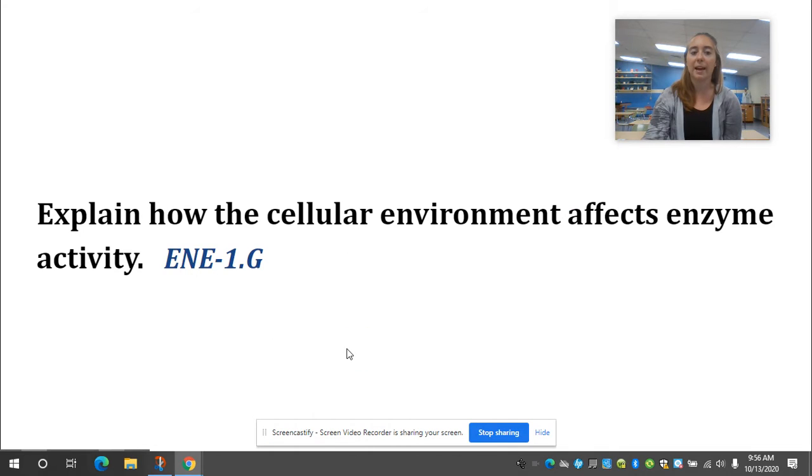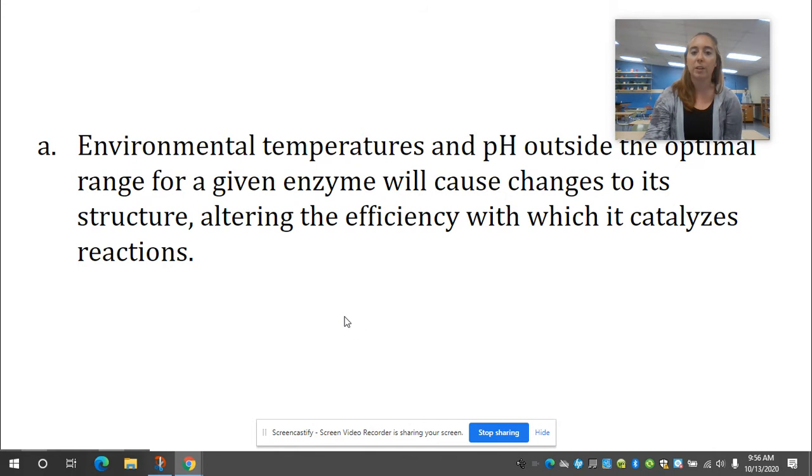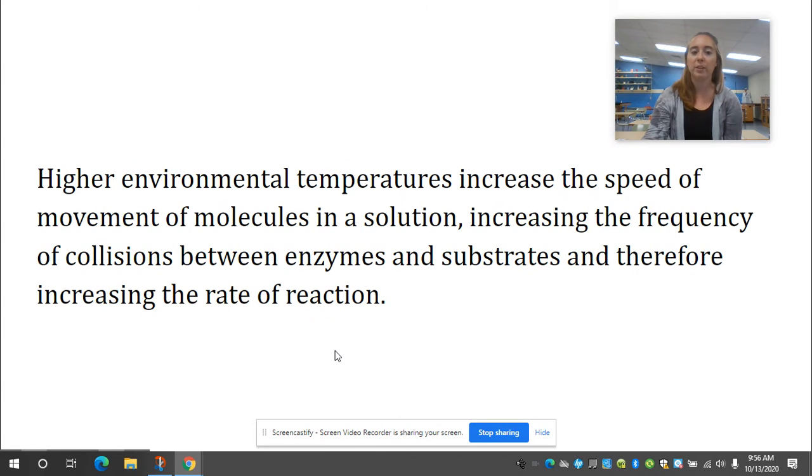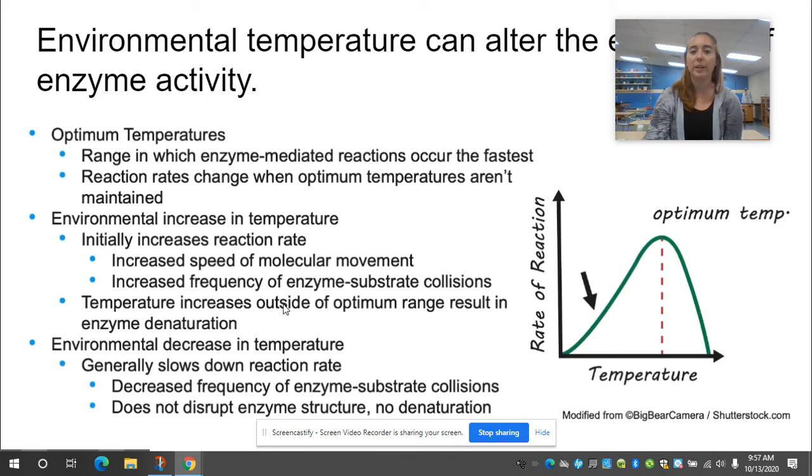So we're going to talk about how the environment impacts the activity, focusing on temperature and pH first. When we first focus on temperature and pH, we're going to see that these reaction rates are going to change. And so we know that when temperatures increase, we're going to see a different reaction rate happen. So when we look at this here, we know that enzymes have an optimal temperature.